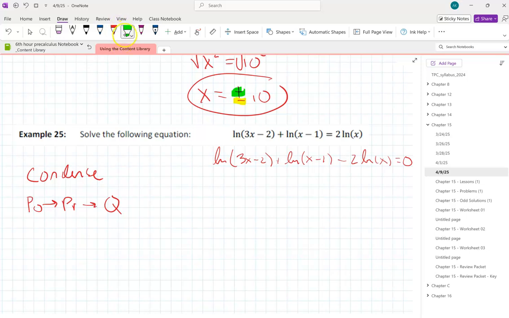First thing we look for is the power property. So when we're condensing the power property, we're looking for coefficients in front of our logarithms. I see one of those. The power property allows me to move that coefficient outside of my logarithm and turn it into an exponent inside my logarithm.